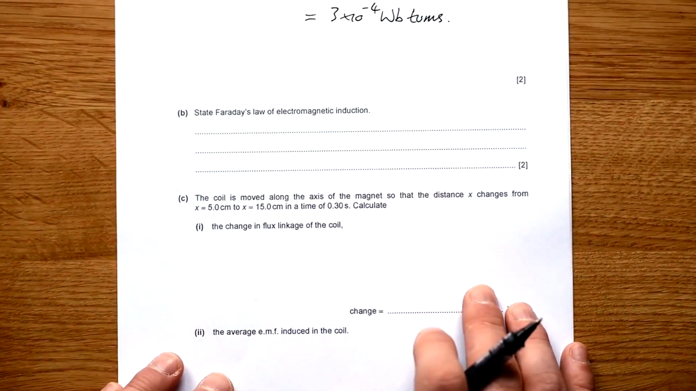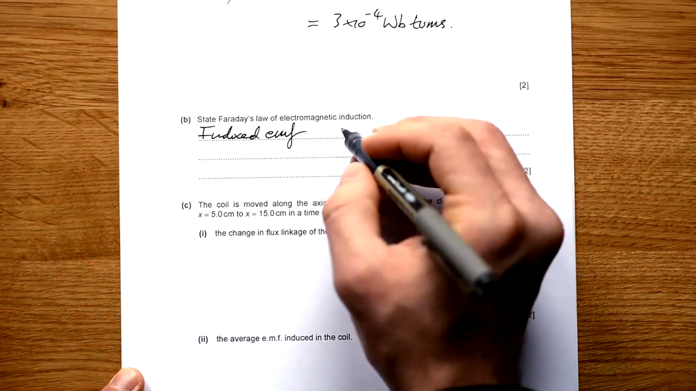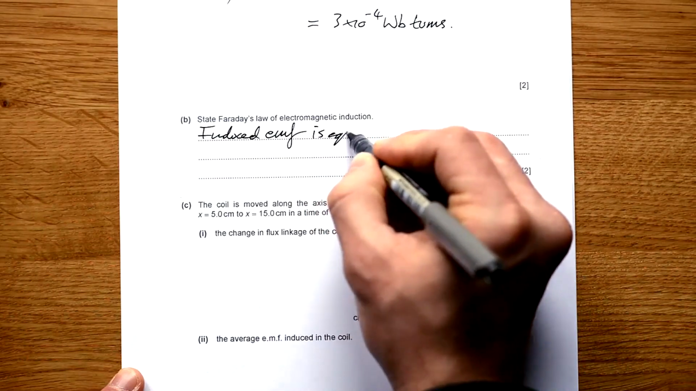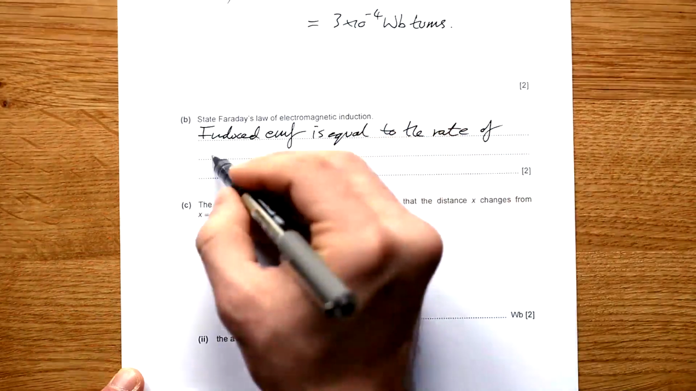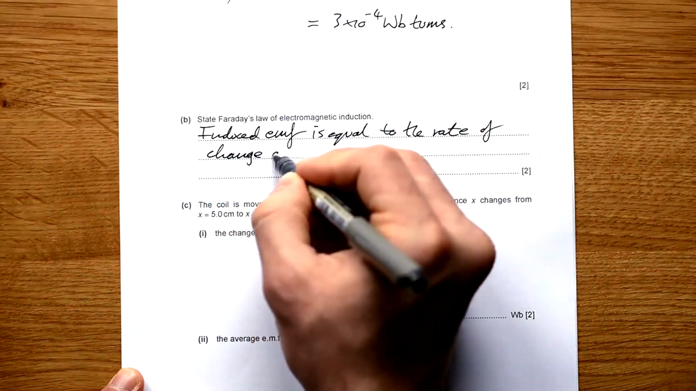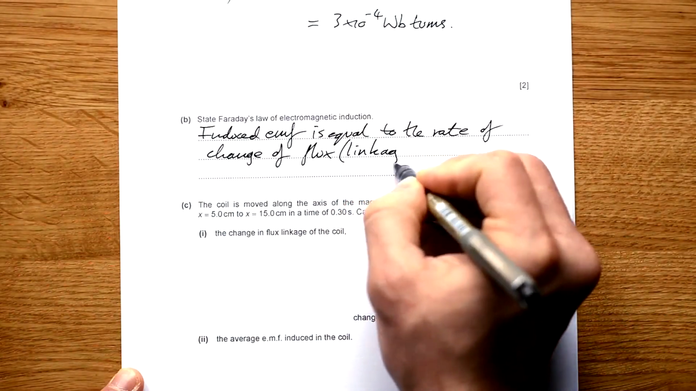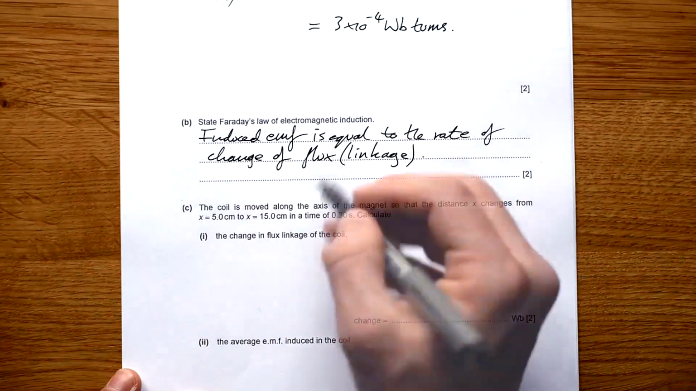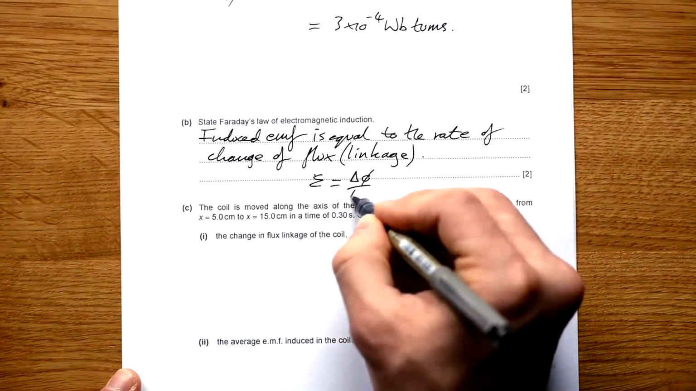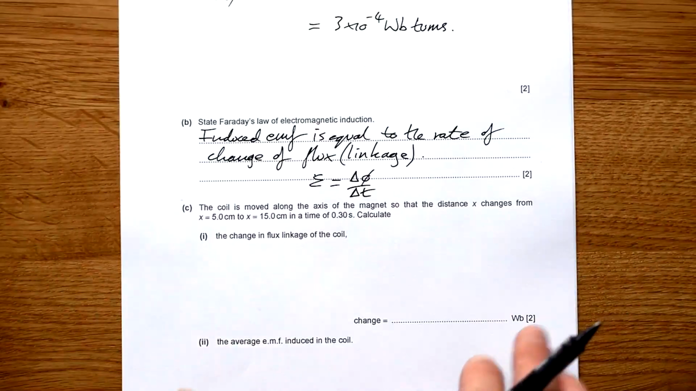State Faraday's law of electromagnetic induction. Induced EMF, this always comes up, so you have to remember this, is equal to the rate of change of flux. Let's put flux linkage, seeing that we are talking about a coil with numerous turns here. Now what's weird here is that the mark scheme says induced EMF is proportional, but we know Faraday's law is delta phi by delta t. That is rate of change of flux, or flux linkage if you put an N in there as well. It is equals to it.